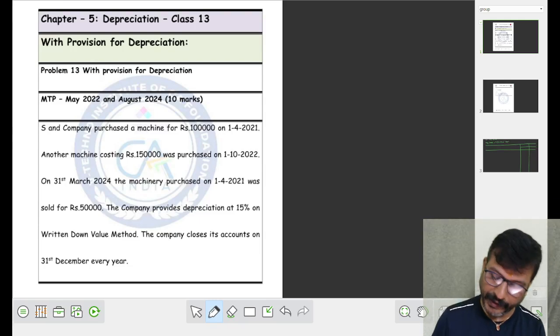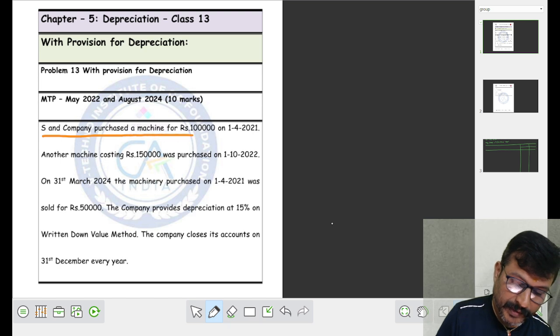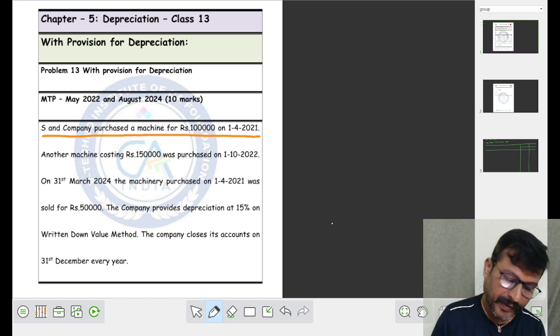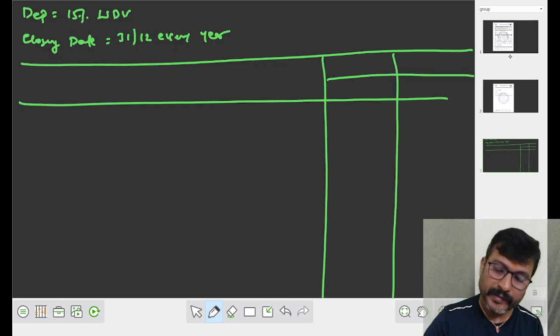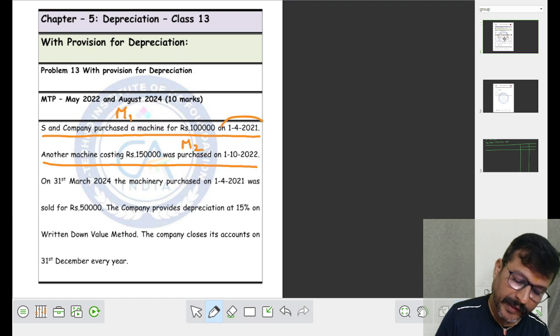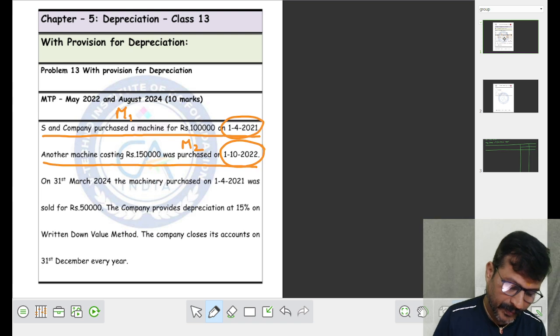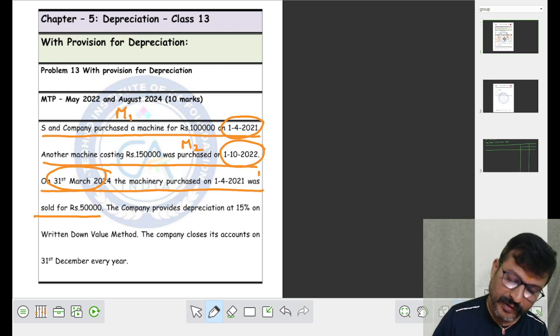See, my dear student, here the problem is S and company purchased a machine for 1 lakh on April 2021. This is M1 machine. Another machine costing 1,50,000 was purchased. It is M2 on April 21, October 22. On March 24, the machinery purchased on April 21, means the first machine, was sold for 50,000. Which machine is sold? M1 sold.